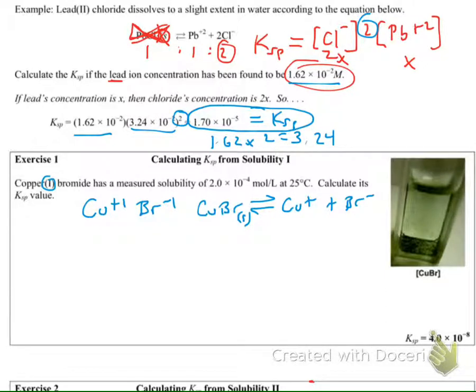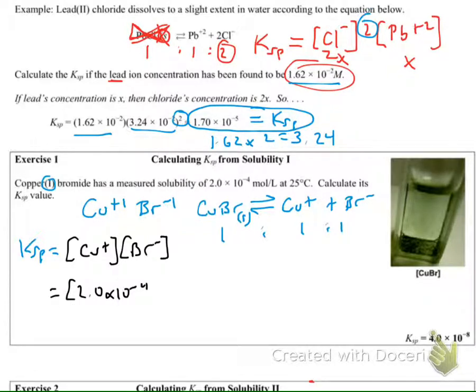If we want to come up with a KSP value, we need to have a formula. So KSP equals 1 to 1 to 1 ratio. So KSP is equal to the concentration of Cu plus times Br minus, nothing squared up top there. So we have 2.0 times 10 to the negative fourth times 2 times 10 to the negative fourth is equal to your KSP.